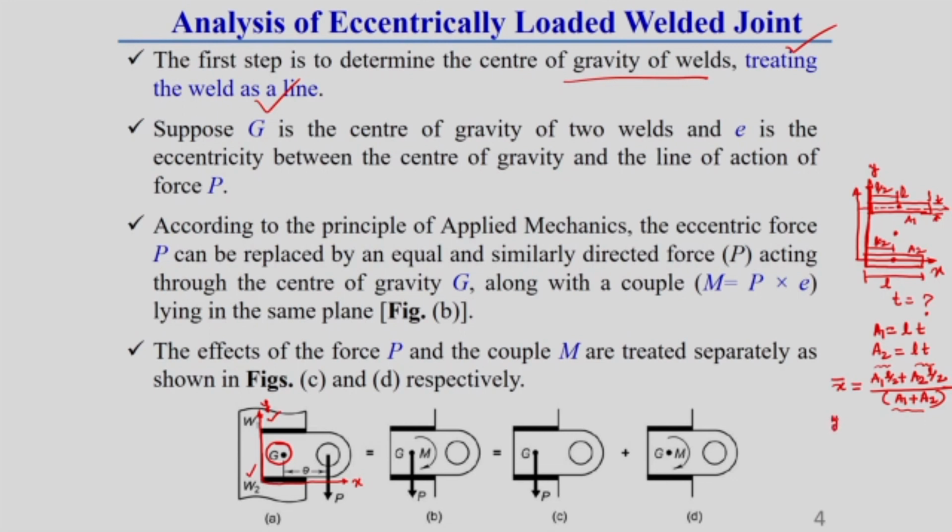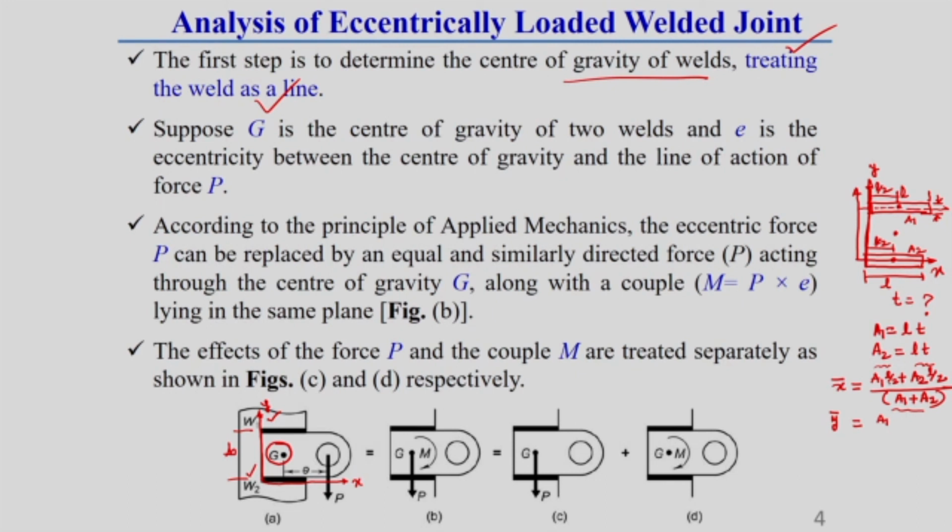Similarly, we can easily find out y bar. To find y bar, you can see that the x axis is passing through the second weld, so we can directly find it. For A1, the distance of its CG from the x axis is given, let us say B, the breadth. So, this we can easily find out.